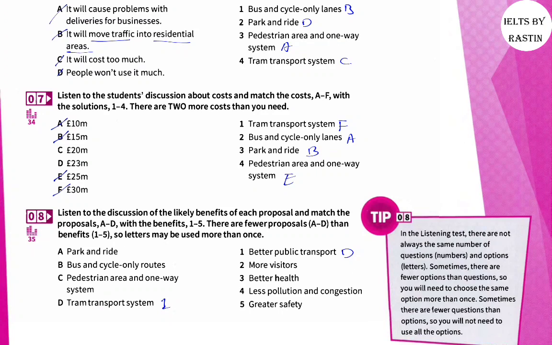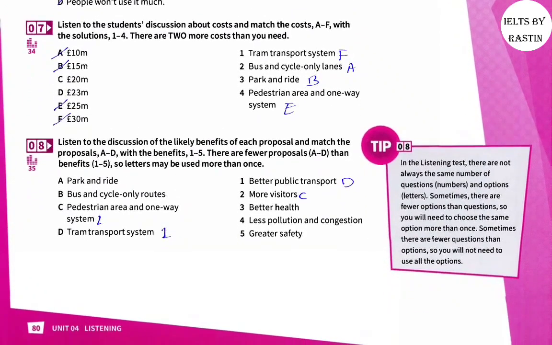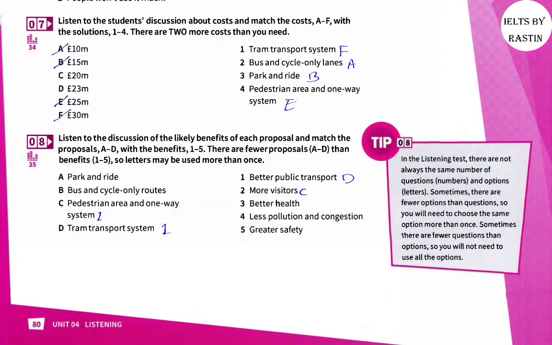1 is D. 2 is C. Okay, 2 is C. So 2 is C. 3 is B. 3 is B. Here. 4 is A. 4 is A.